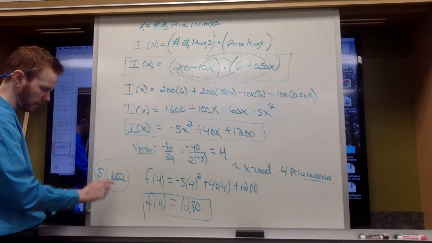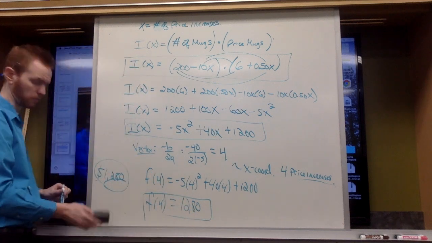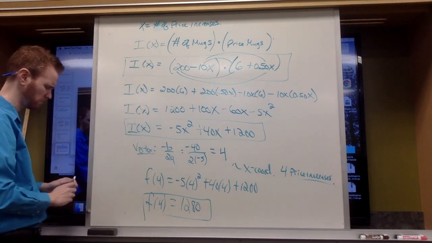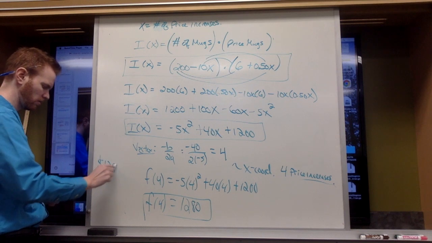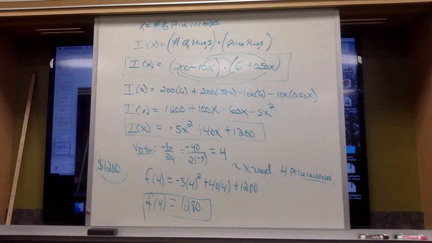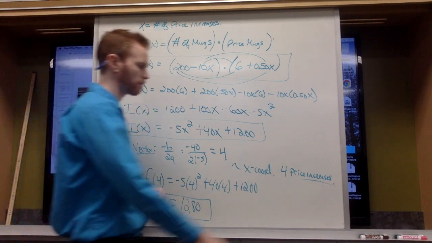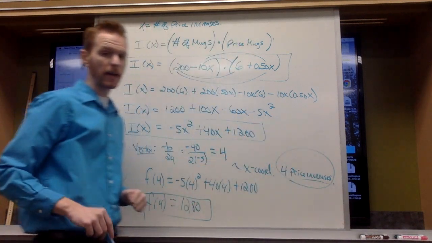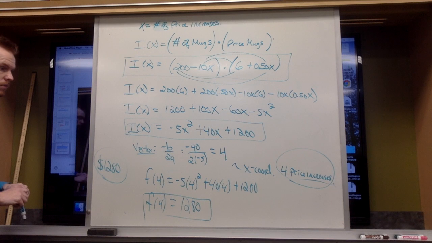Wow, that was weird. Okay. Hold on. That's not how you draw a circle. Boom. Okay, that's better. $1,280, given you have 4 price increases, that'll give me the max profit. Okay?